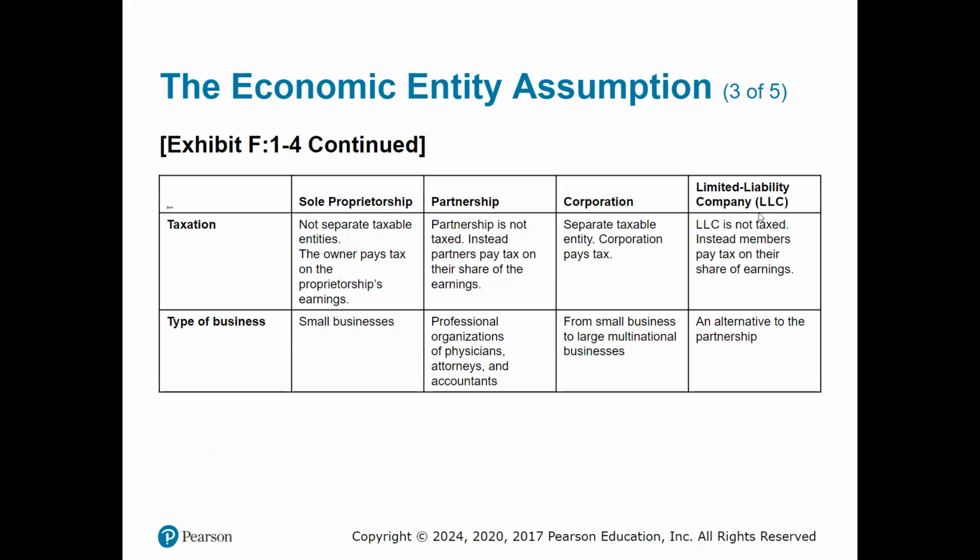So LLCs and partnerships are what are called pass-through entities from a tax standpoint in the US. They file tax returns if there's more than one owner, but they don't pay the tax. A form gets kicked out to the owners, and then the owners pay the tax on their individual tax returns for those entities.